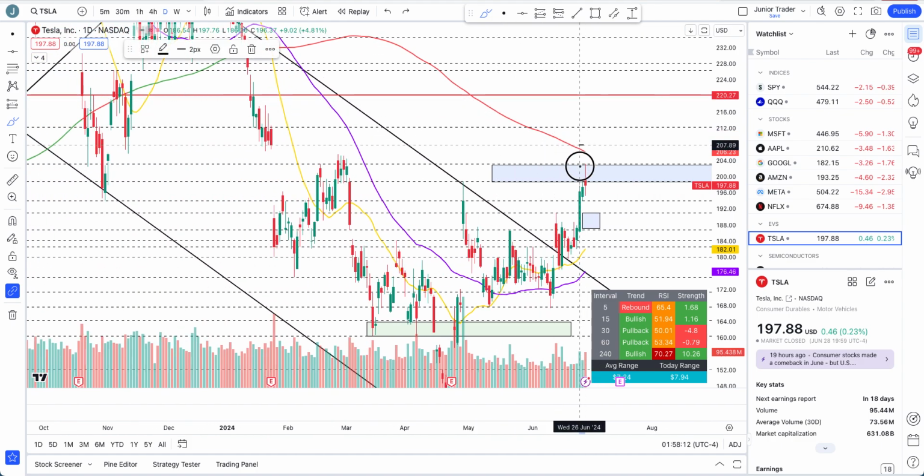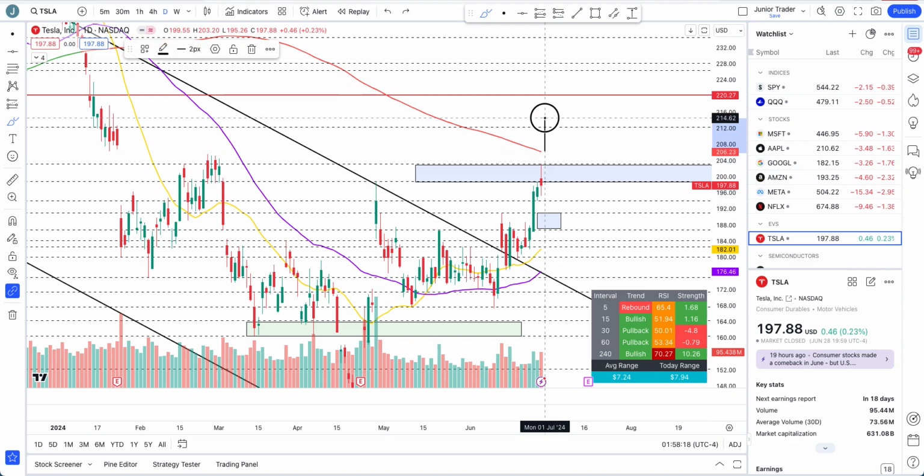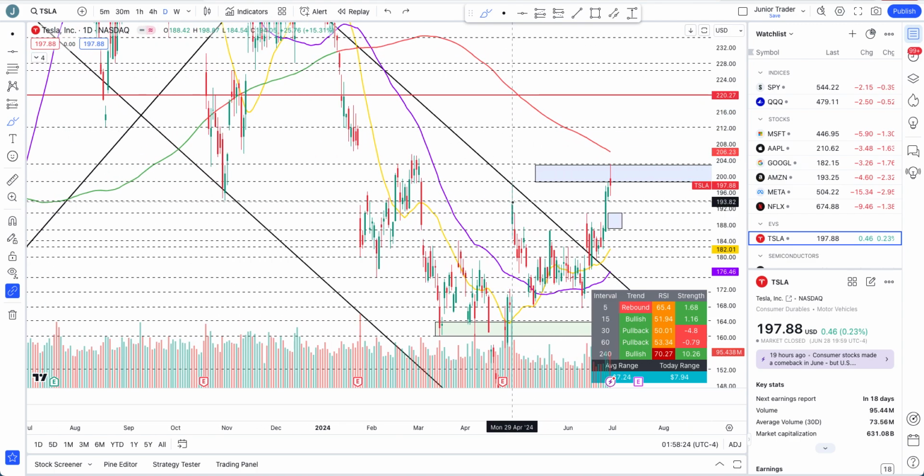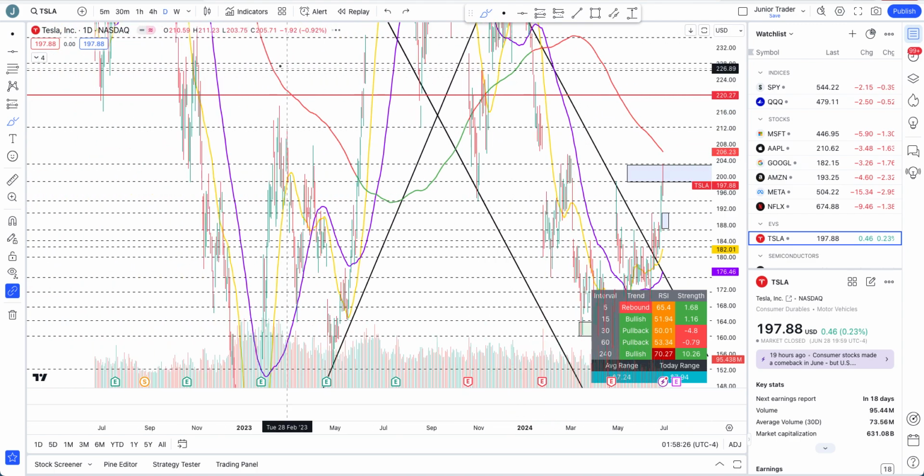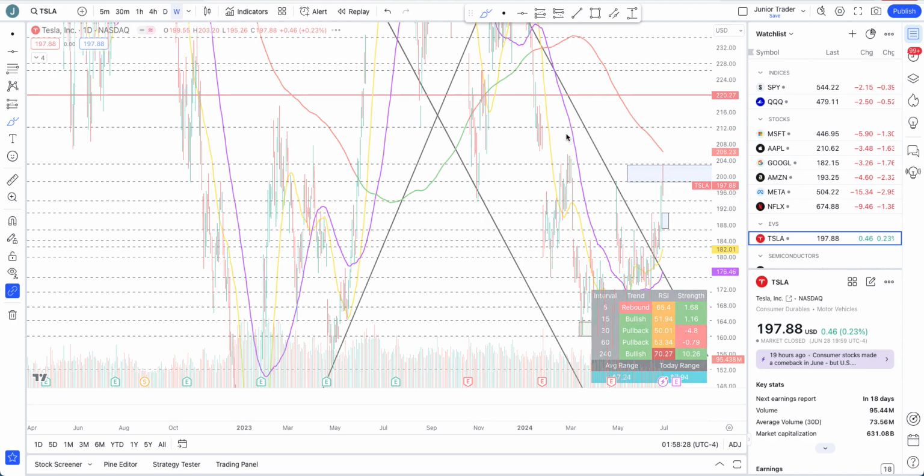And then also we have 200 days moving average. That is going to give, in my opinion, initial reaction. But if it goes straight up from here, then it's not going to be stopped, right? It can go up there. So 220 also, let's take a look at weekly interval.